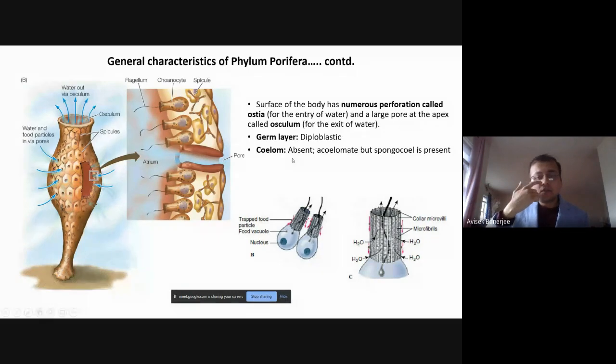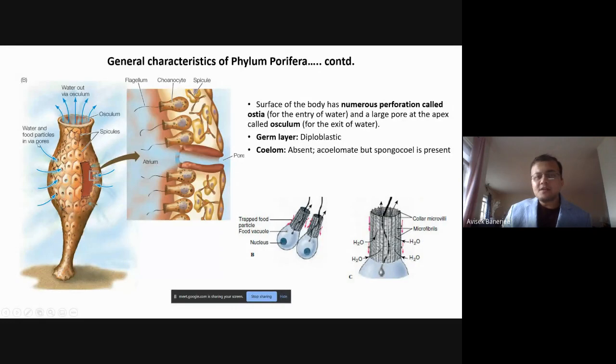So as we know, we consider it a coelom only if it is formed within the mesoderm. If it is formed within the mesoderm, that's called the true coelom. Otherwise, if it is between the mesoderm and endoderm, in some other phyla, it's called pseudocoelom. So here the coelom is completely absent. But what is present is a spongocoel, the space in between in the body's cavity. Okay, so I will be talking about that later.